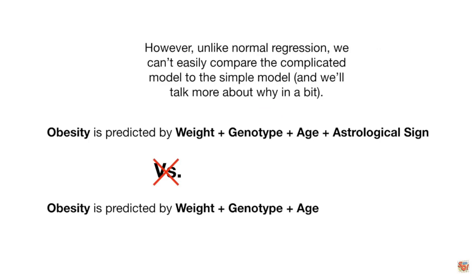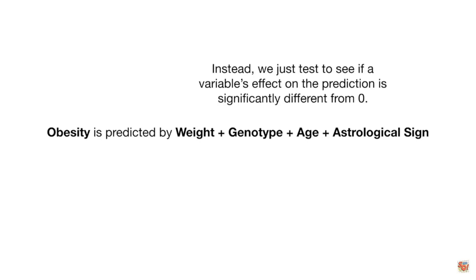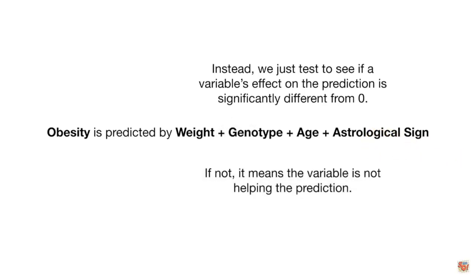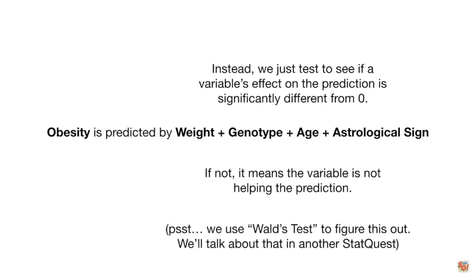However, unlike normal regression, we can't easily compare the complicated model to the simple model, and we'll talk more about why in a bit. Instead, we just test to see if a variable's effect on the prediction is significantly different from zero. So that's this idea of the p-value, and we didn't get to talk about that, but you can study that in regression.